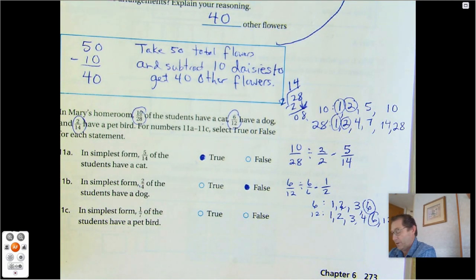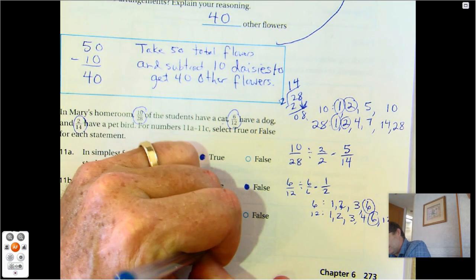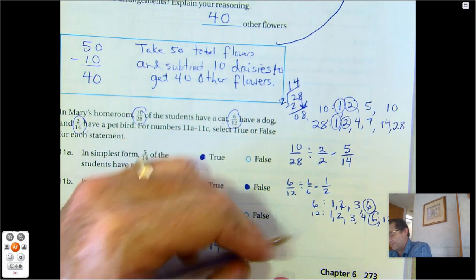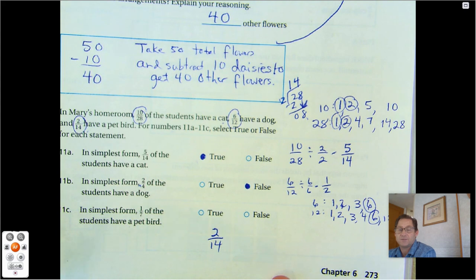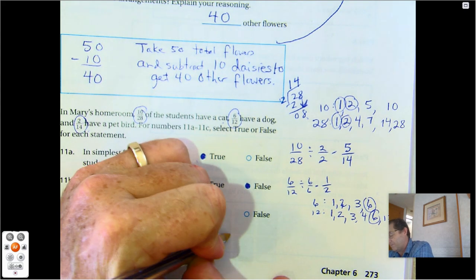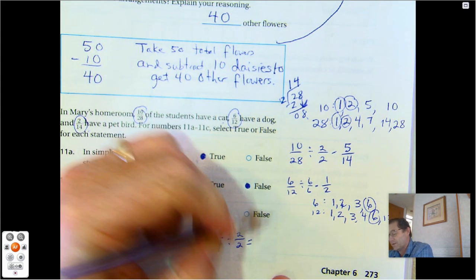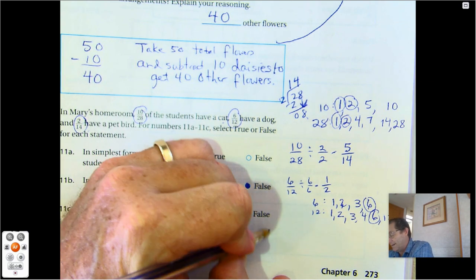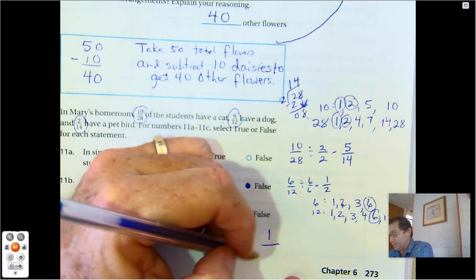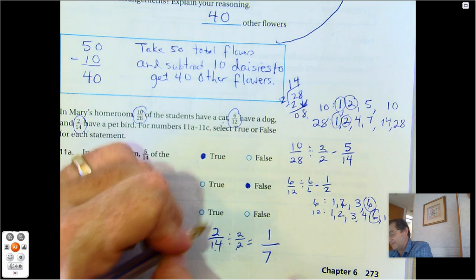In simplest form, 1/7 of the students have a pet bird. Well, let's see. 2/14 have a pet bird. I know the only factors of 2 are 2 and 1, and 14 is divisible by 2. So 2 divided by 2 is 1. 14 divided by 2 is 7. So 1/7 in simplest form. Yes.